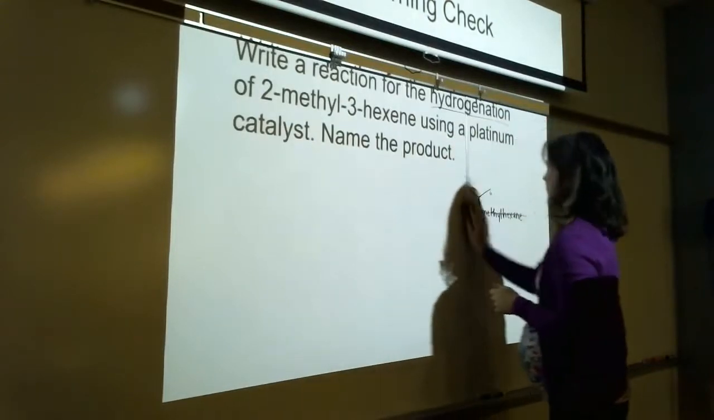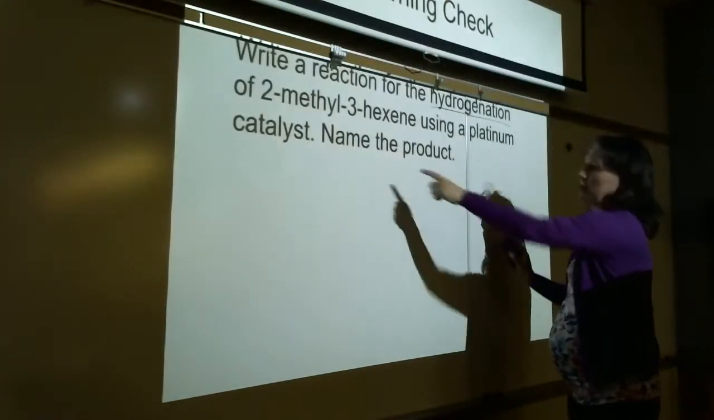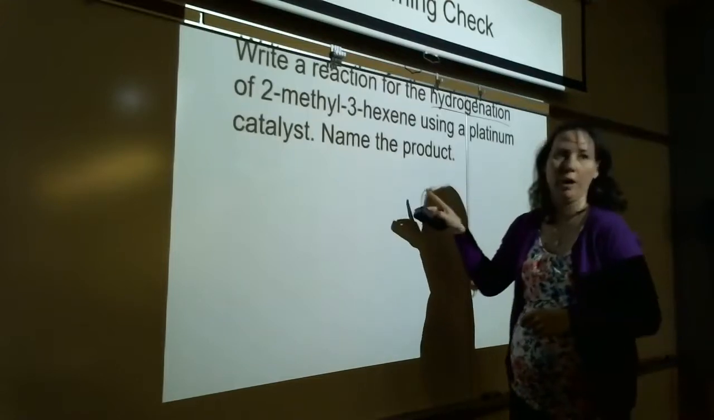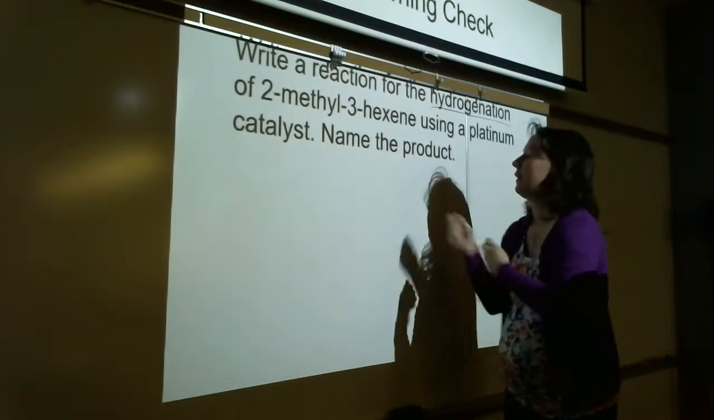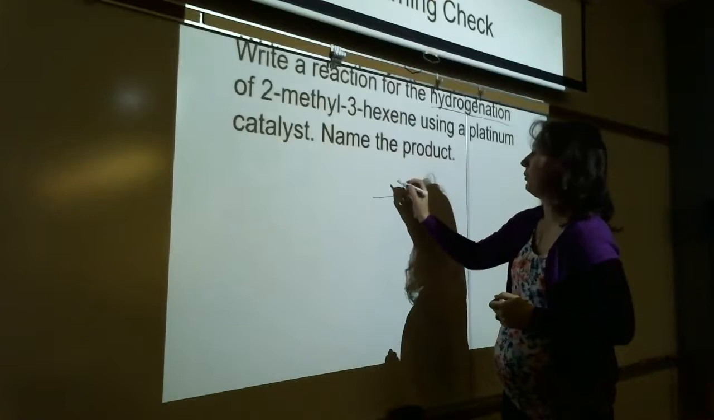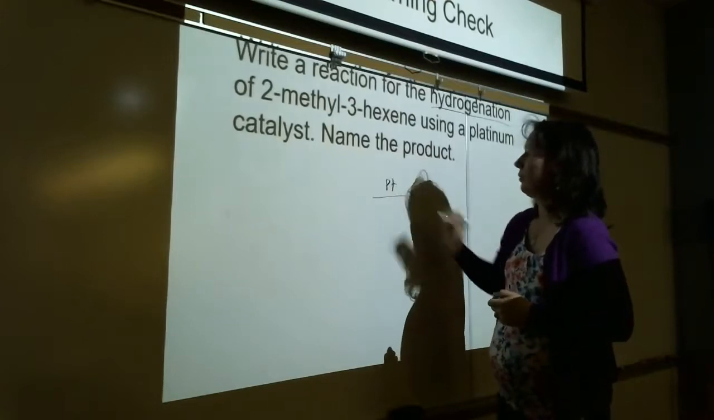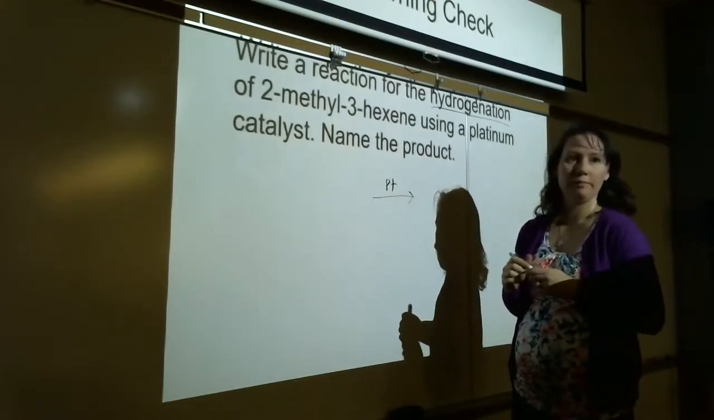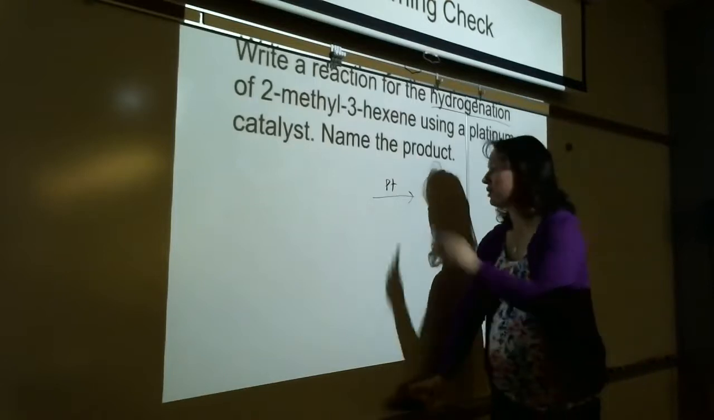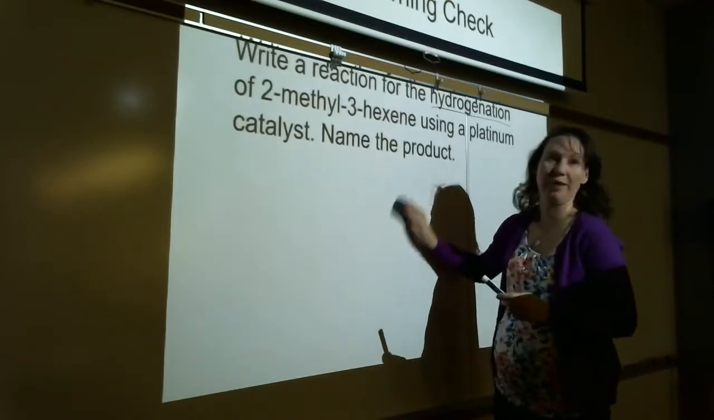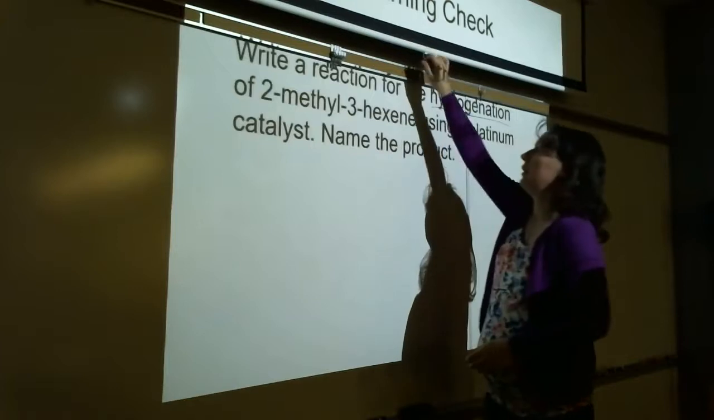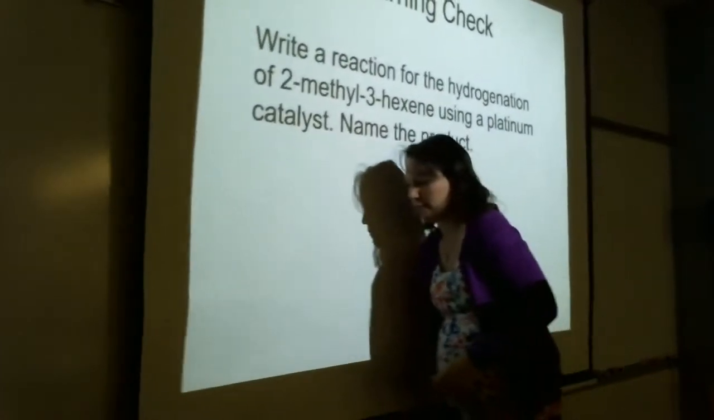So then platinum doesn't go into the arrow. Oh, yes, I forgot to write Pt over the arrow. Yeah, so the way you'd represent that, I forgot to write the platinum. So you just write Pt over the arrow. Doesn't go in the name. That's just the catalyst. That's just there to make it happen faster. Yep, I left that piece of information off.